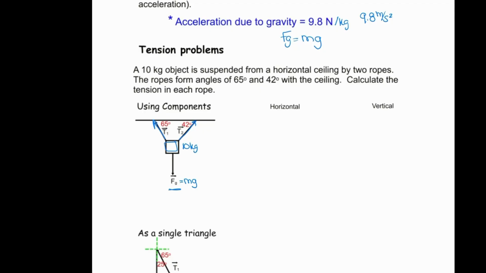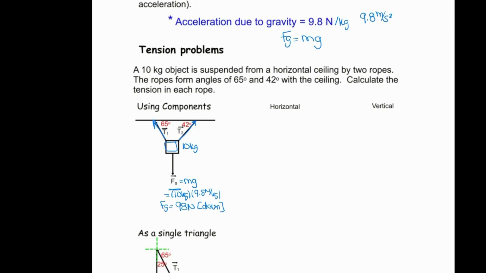And we know that the object is 10 kilograms. So we have 10 kilograms times 9.8 newtons per kilogram. That leaves us with a force of gravity acting down of 98 newtons, and our direction for that is straight down. So this is the total force that the ropes need to balance.